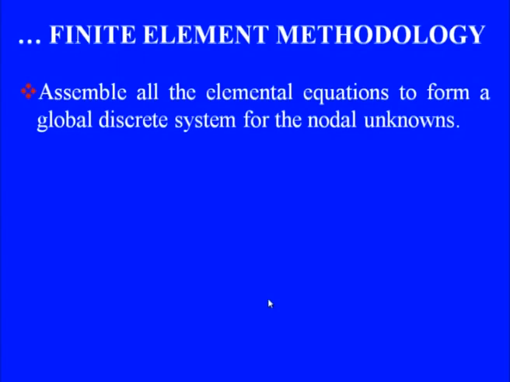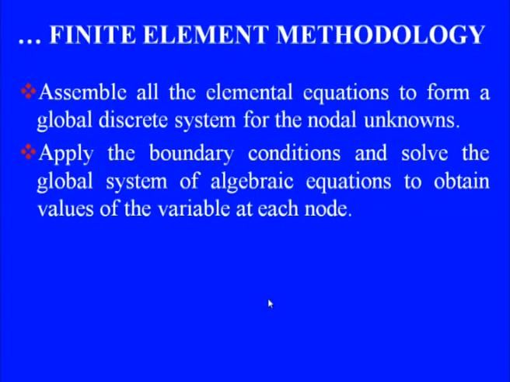Next, what we do in finite element is assemble all elemental equations. So we have got a small matrix equation corresponding to each finite element. They would be assembled into the global discrete system. This global assembly process is very important, and it will depend on the nodal connectivity from one element to another element. So this assembly process will lead us to a discrete system of equations for all nodal unknowns. And once we have got this discrete system, we would apply the boundary conditions and solve the global system of algebraic equations to obtain the value of the variable at each node.